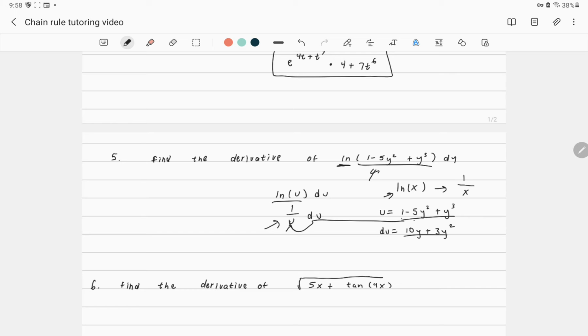So plug that into u, plug that into du, you go 1 over 1 minus 5y squared plus y cubed times 10y plus 3y squared. And we'll get this out of there so you can see the final answer pretty clearly there.